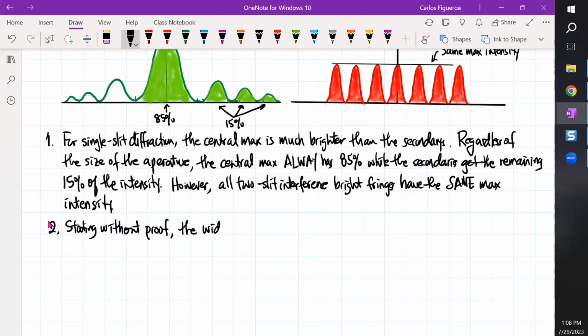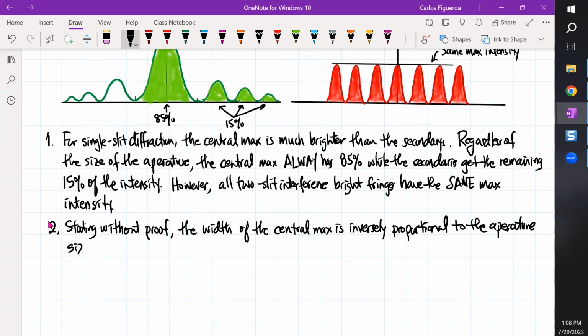The width of the central max is inversely proportional to the aperture size. In other words, if I look at the width of the central max, this is proportional to 1 over the aperture opening.